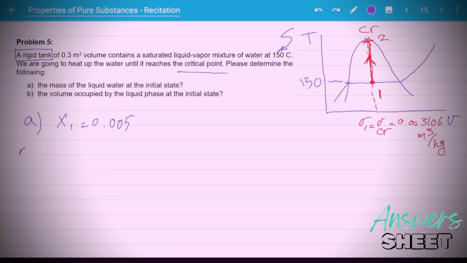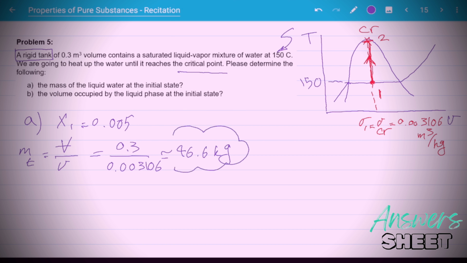So that is easy. We know that the total mass is the volume of the tank over the specific volume of our system. Now, the specific volume of the system, we already know, is the specific volume of critical water. So 0.3 meters cubed over 0.03106 meters cubed per kilogram gives you about 96.6 kilograms of total mass of water.